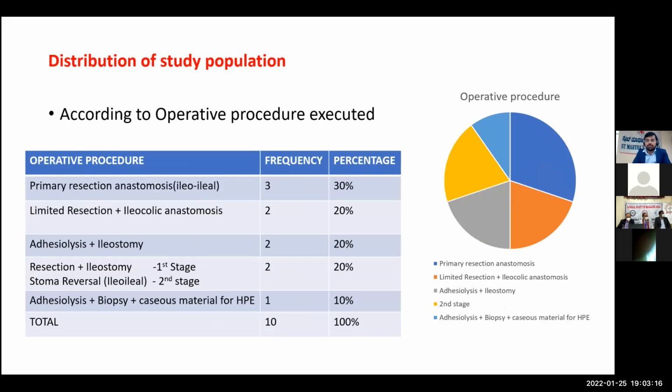Looking at the management, that is, the operative procedure executed, 3 of our patients underwent primary resection anastomosis, another 2 underwent ileocolic anastomosis, a 2-stage procedure was done in 2 patients, and only adhesiolysis with ileostomy was done in 2 patients.